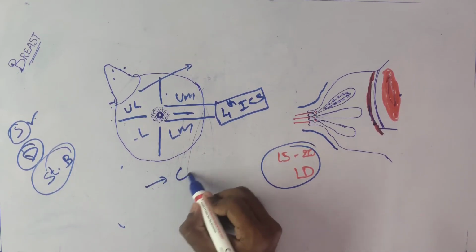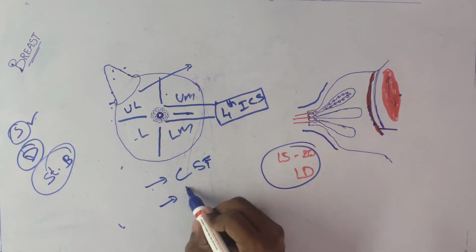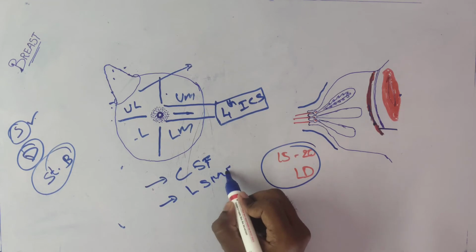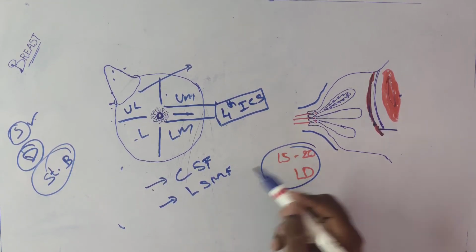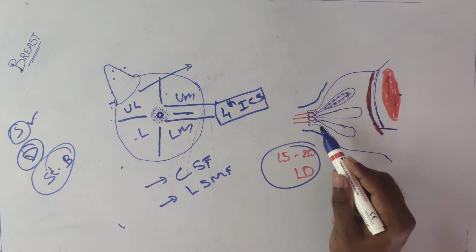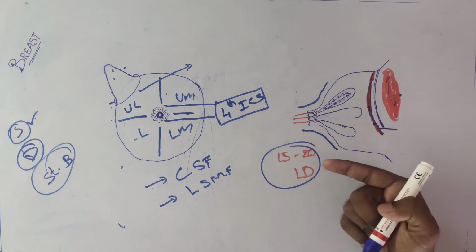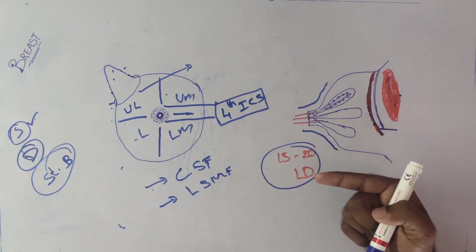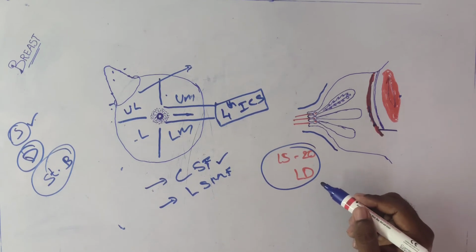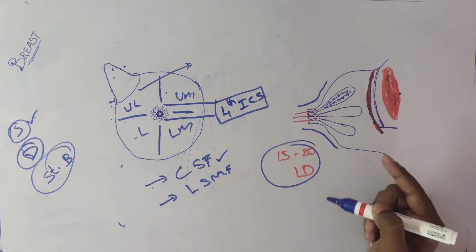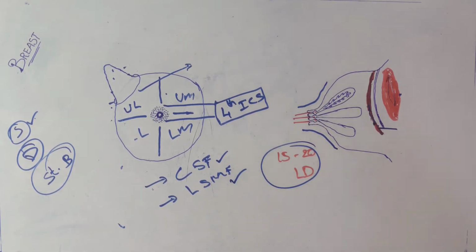See, one is circular smooth muscle fiber, and the second one is longitudinal smooth muscle fiber. First one is circular smooth muscle fiber, second one is longitudinal smooth muscle fiber. These circular smooth muscle fibers make the nipple stiff. That means the nipples are very stiff because of these circular smooth muscle fibers, and because of the longitudinal muscle fibers, the nipples are flattened.